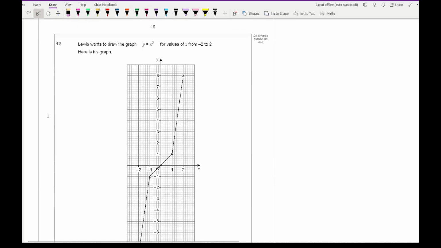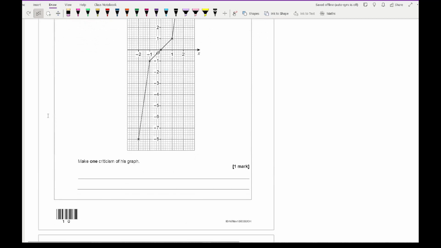Looking at question 12, it says Lewis wants to draw the graph of y equals x cubed for values of x from minus 2 to 2. Here is his graph, and it says make one criticism of the graph. Now I would say the obvious one is that he's joined points up with straight lines, and it should be smooth.